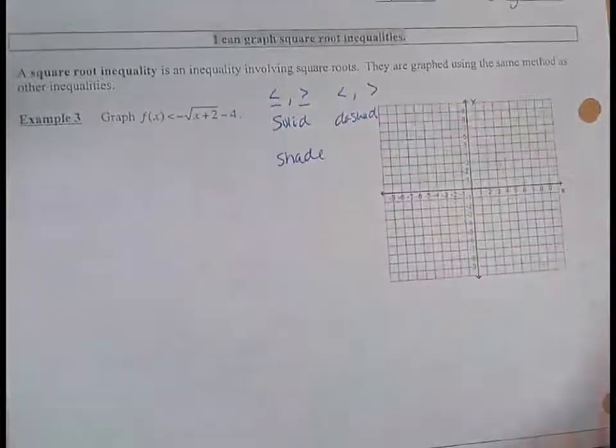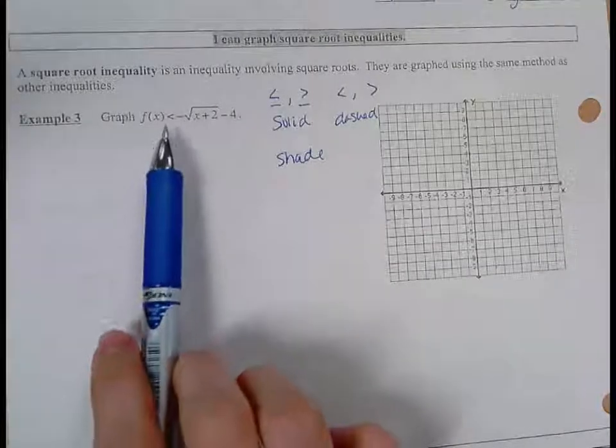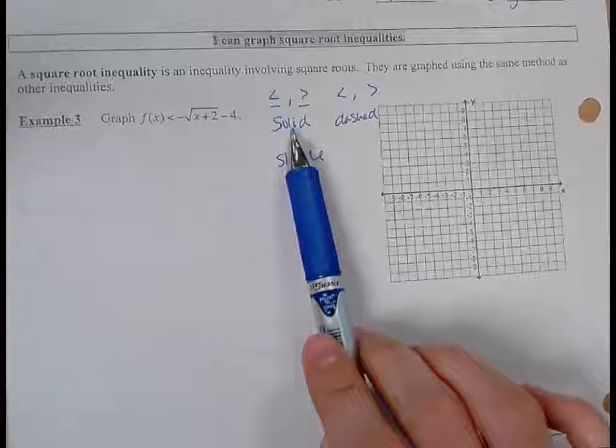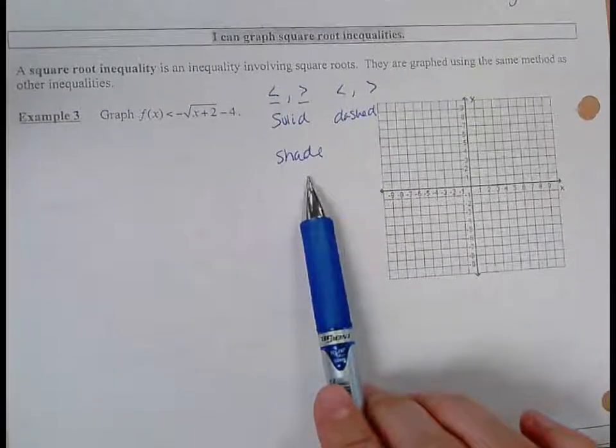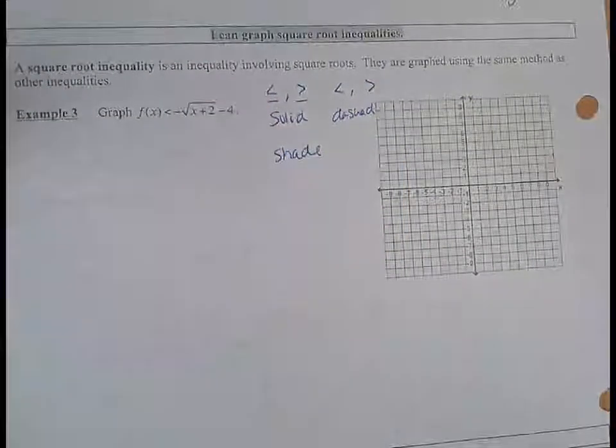So all inequalities, whether it's a linear inequality, a quadratic inequality, an absolute value inequality, a square root inequality, anytime you are graphing an inequality, that's when it's either solid or dashed, and you have to remember to shade. But those are two things you never have to worry about if it's just an equation.